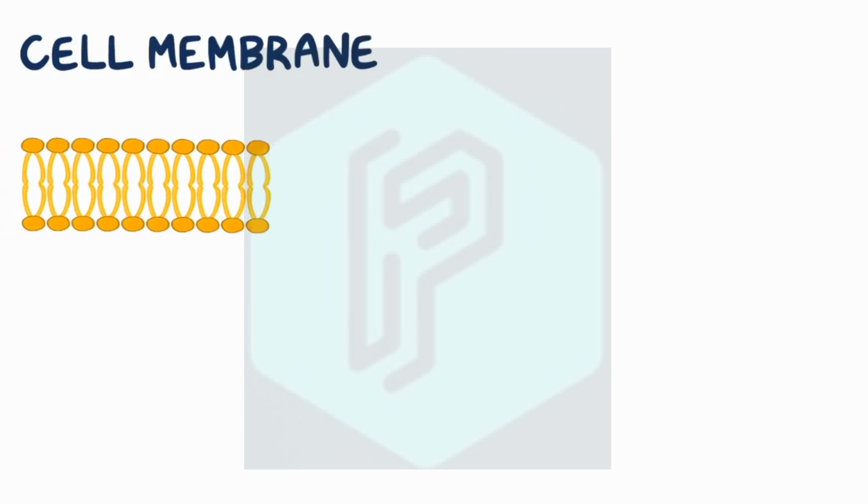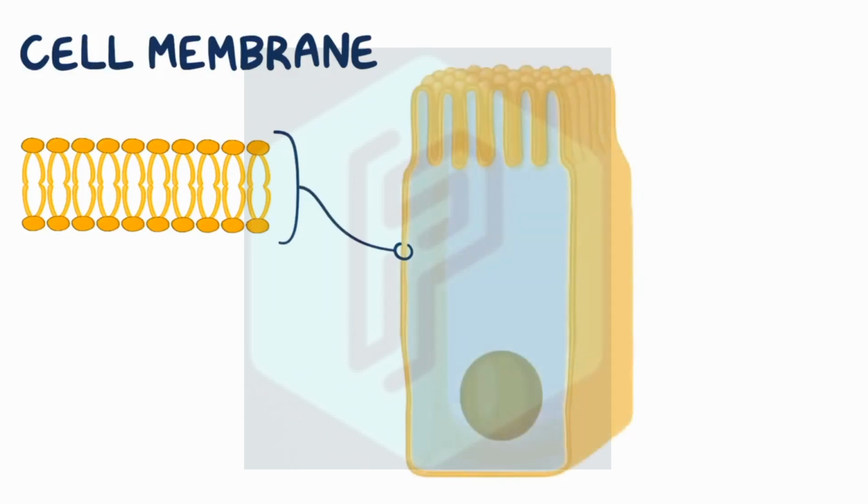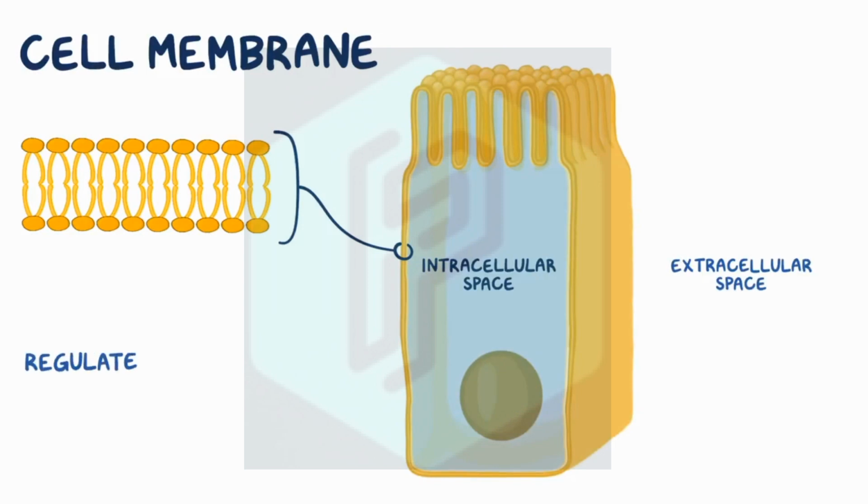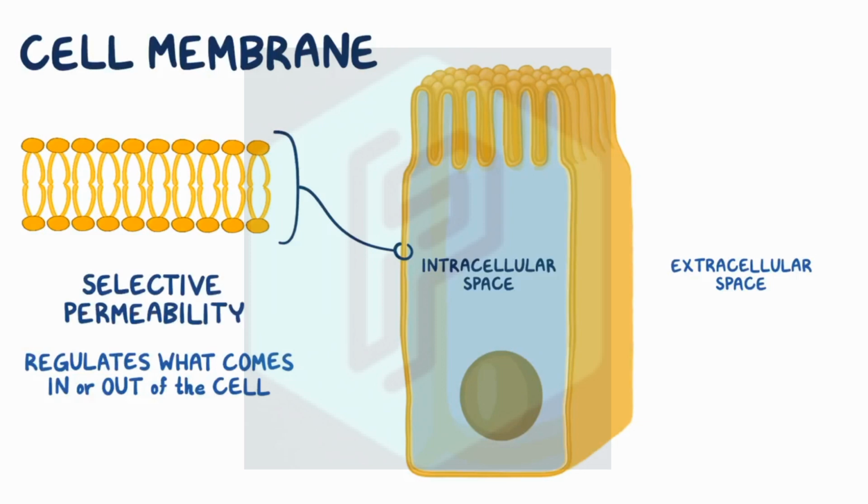The cell membrane is an important structural element of the building block of life, the cell. Its main role is to define what's inside, the intracellular space, and what's outside, the extracellular space. It also regulates what comes in or out of the cell, and that's called selective permeability.